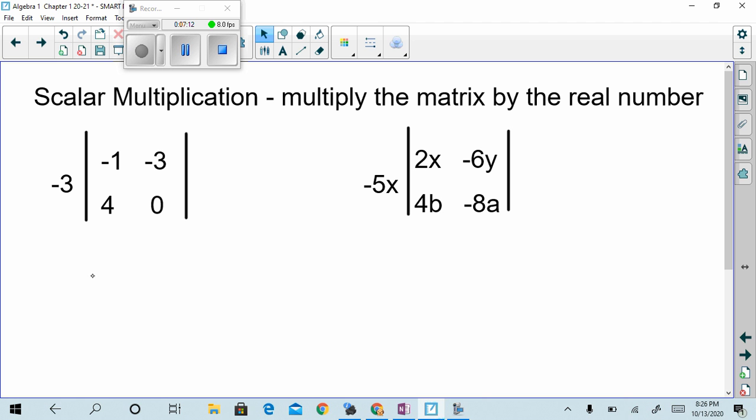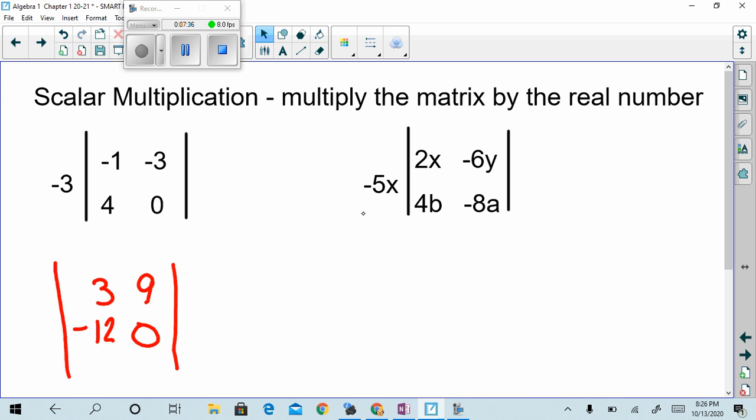-3 times a -1 is 3. Negative times negative gives me a positive. A negative times a positive is a negative. And any number times 0 is 0. And there is my 2 by 3 matrix that I have multiplied. It's called scalar multiplication. The second one's slightly different.